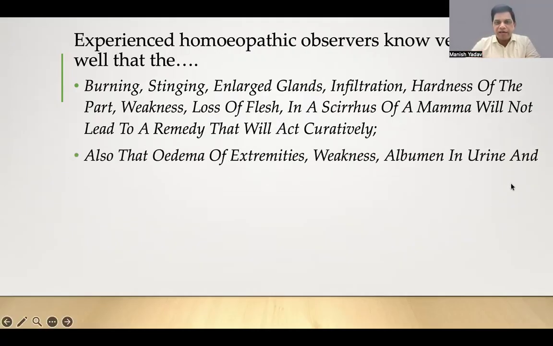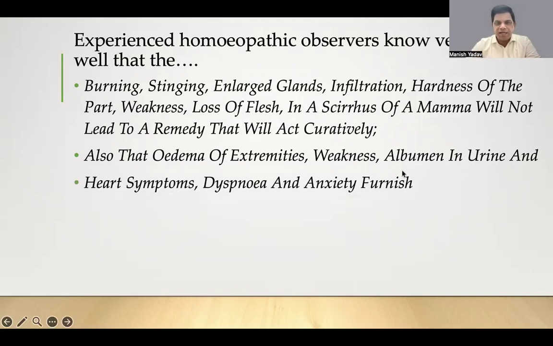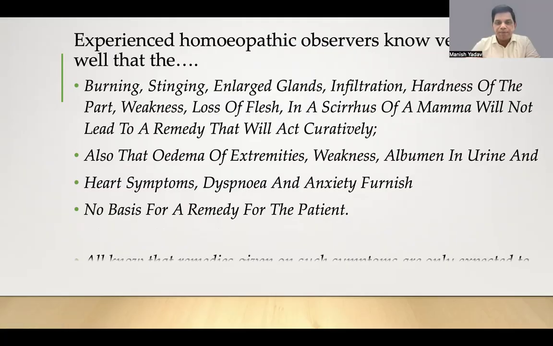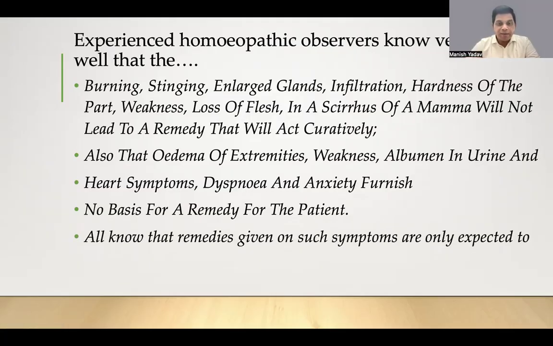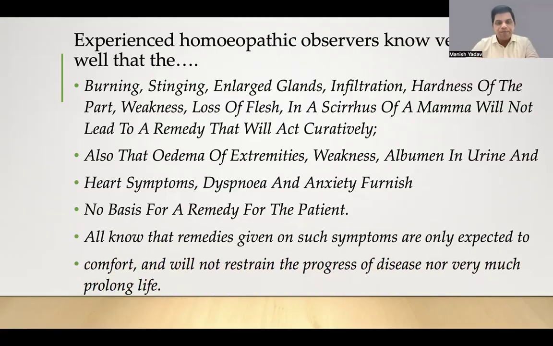Also that the edema of extremities, weakness, albumin in urine, and heart symptoms, dyspnea, anxiety furnish no basis for a remedy for the patient. All know that remedies given on such symptoms are only expected to comfort and will not restrain the progress of disease nor very much prolong life.